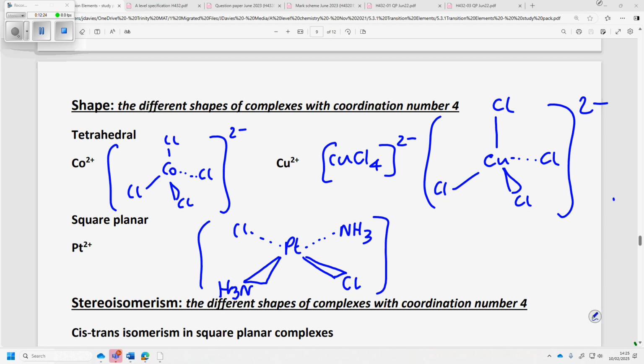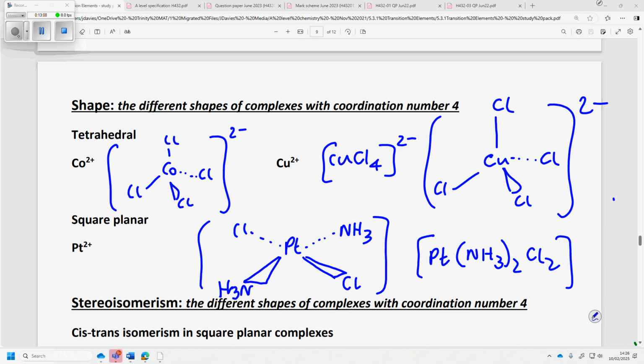Platinum is 2+. The chloride ions each have a minus charge. The ammonias are neutral. So overall, the complex has no charge. I could write this in 2 ways. I could draw it out. I could also just write the formula. So we've got different shapes of complexes. We've got examples of octahedral complexes, coordination number 6, and we have examples of complexes with coordination number 4, but there are 2 shapes, tetrahedral and square planar.